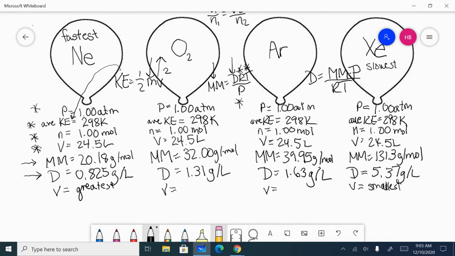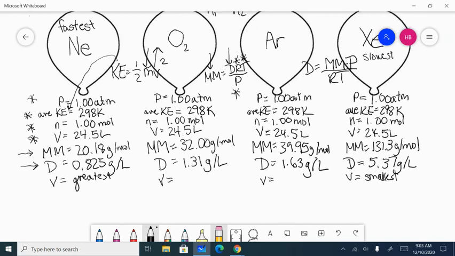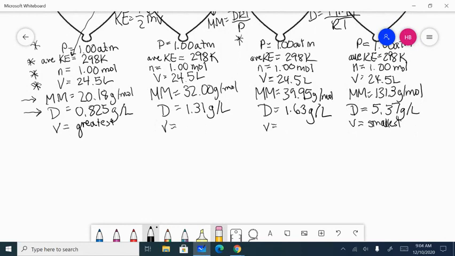So I can calculate, but really all I need to do in chemistry class here, that's a little bit more for physics, is to compare them. Neon travels faster than oxygen. Oxygen travels faster than argon. Argon travels faster than xenon. So that's all I need to do, to be able to compare them. So another thing that is different is the velocity. Things that are the same: pressure, temperature, number of moles, volume. Things that are different: molar mass, density, velocity.